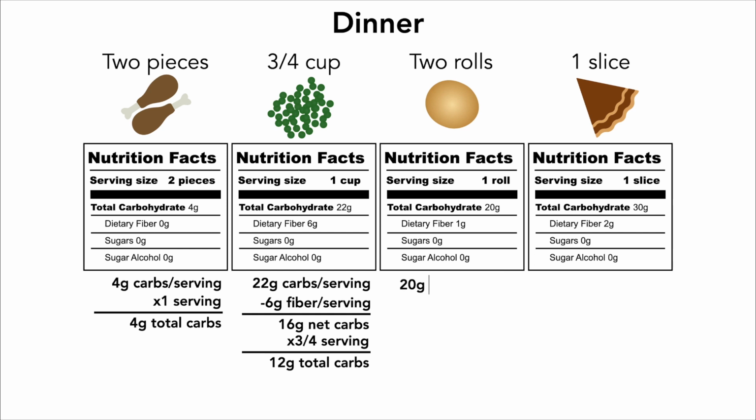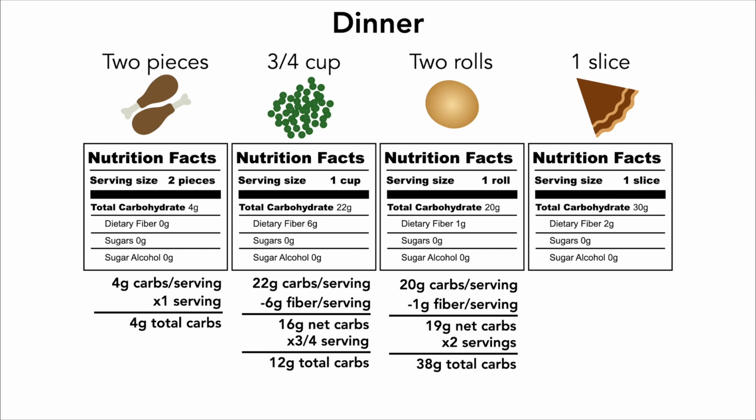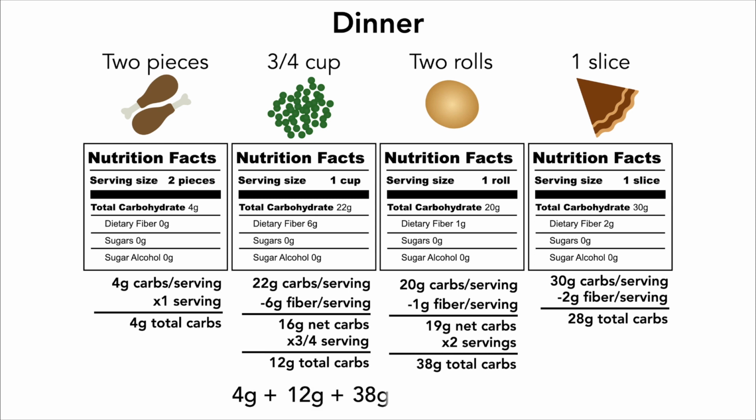For the rolls, they have 20 grams of carbs minus the 1 gram of fiber, coming to 19 grams net carbs per serving. However, we are planning on having a double serving, so we multiply by 2 to give us 38 grams of carbohydrates. And finally, the pie. This one is pretty simple as well. 30 grams of carbs minus the 2 grams of fiber, and we get 28 grams of net carbs. Great, now we can add all these numbers together. 4 plus 12 plus 38 plus 28 comes to 82 grams of carbs.